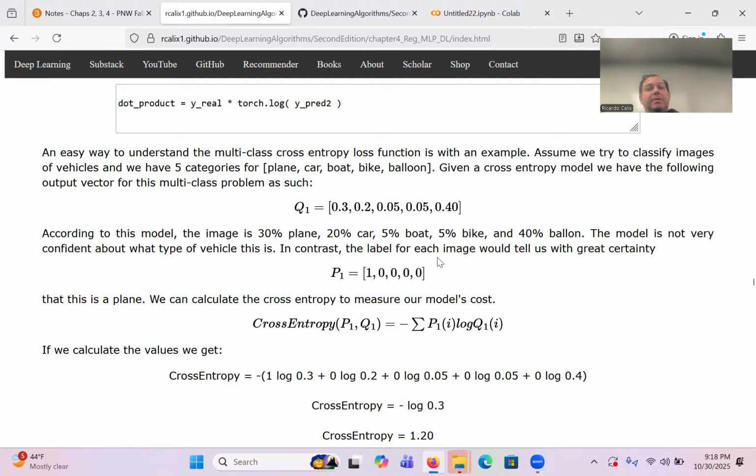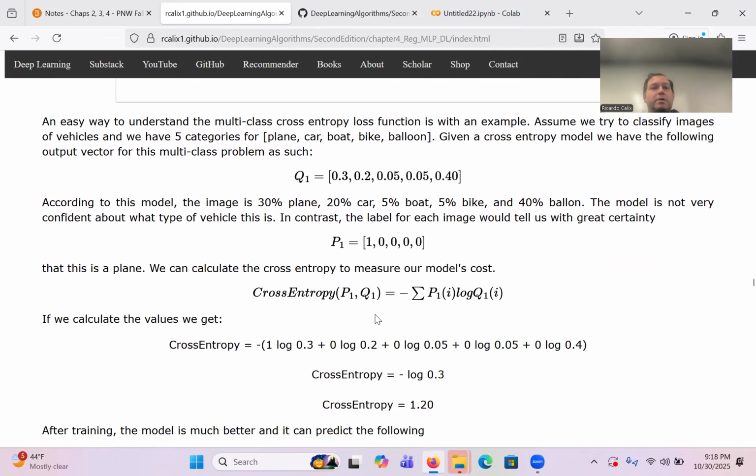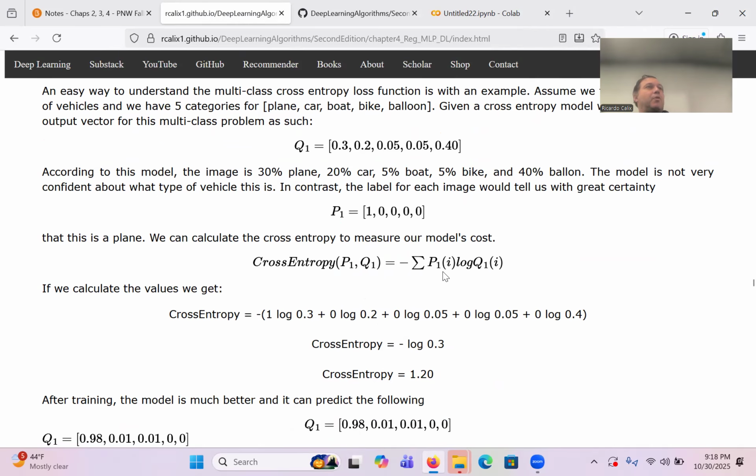In contrast, the label distribution for each image would tell us with great certainty 1, 0, 0, 0, 0. So this is a plane, right? Do you guys see that? Well, now let's see if cross entropy truly works. So this tells us that this is a plane. We can calculate the cross entropy to measure our model's cost. Remember, it's the same formula, just different letters. P and Q. P is the real, Q is the predicted, essentially.